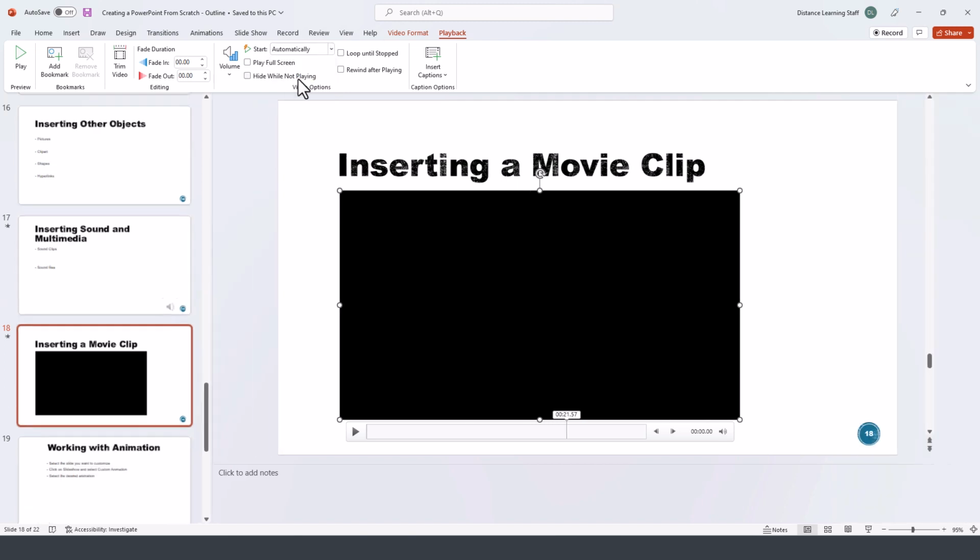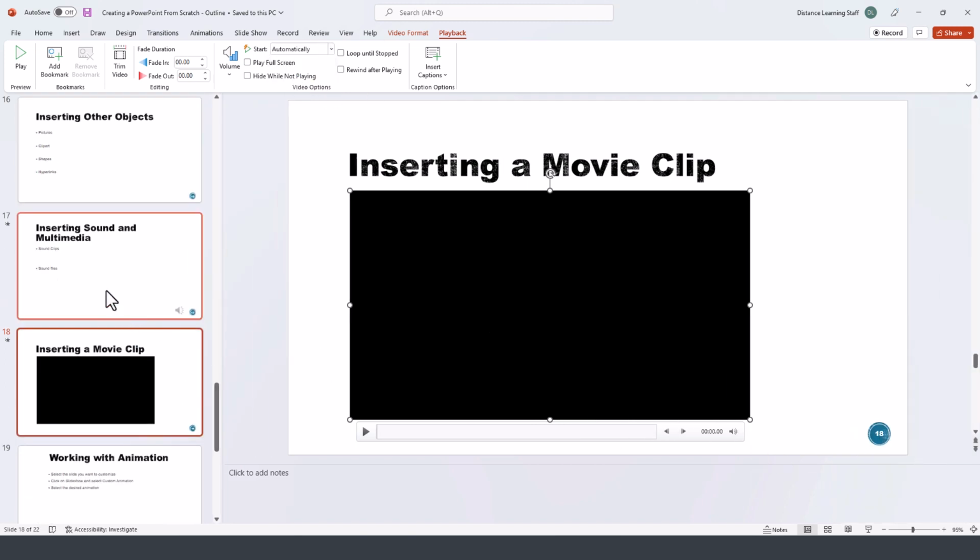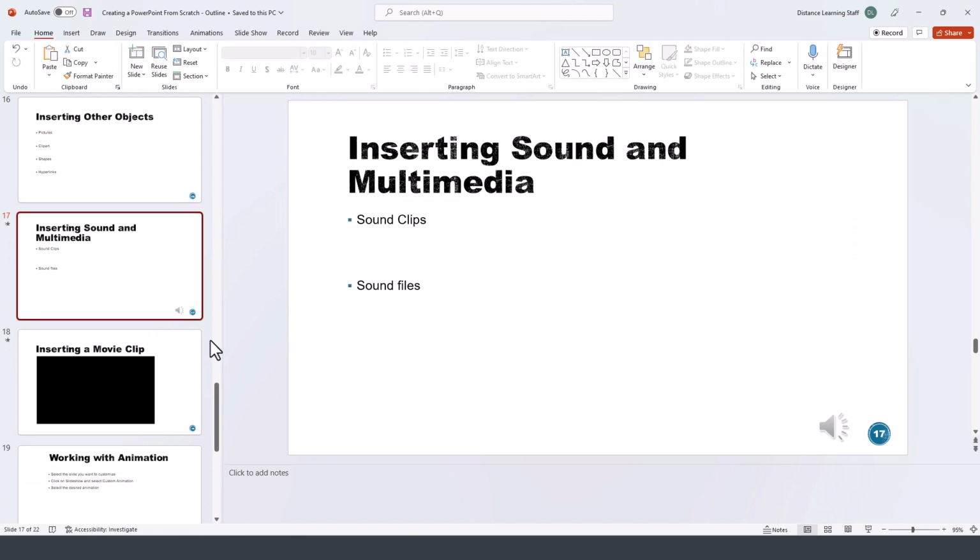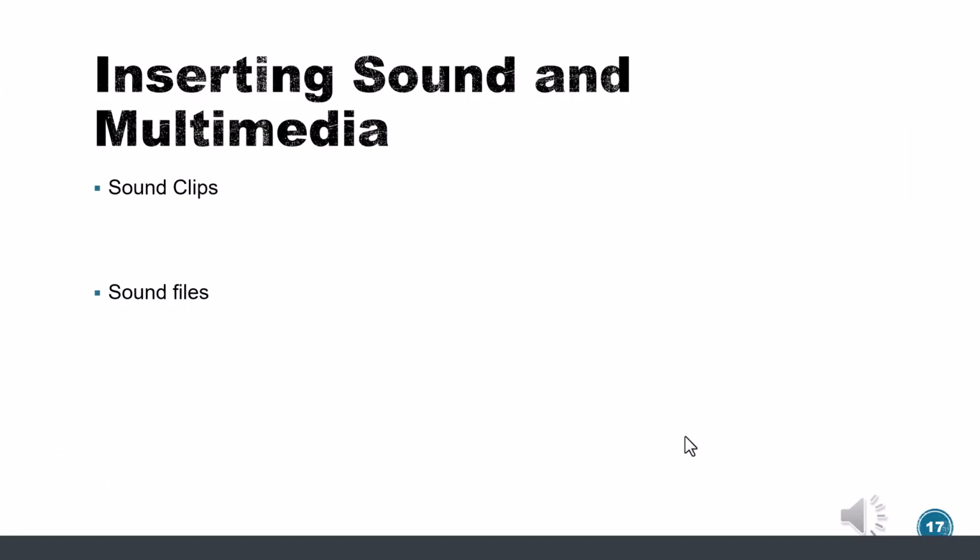So if I select automatically here, and then if I go to the previous slide, remember this had sound in it, we'll click on slideshow, and then I move to the next slide.